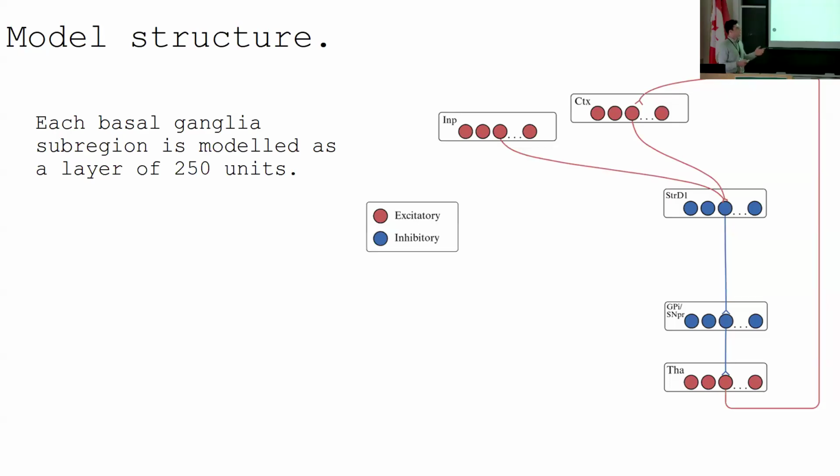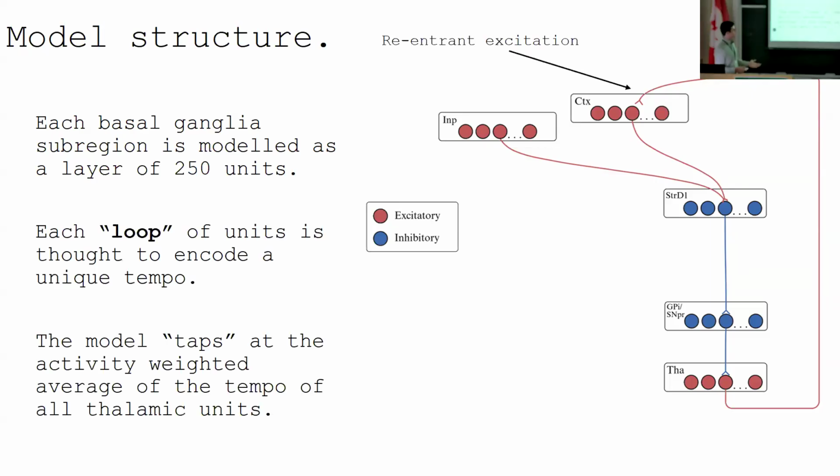And what we're going to suggest, as has been suggested elsewhere, is that each one of these loops encodes a different pattern of action. In this case, we're going to assume that each of these loops encodes a unique tempo. And then the tempo that the network produces in its movement is going to be the activity-weighted average of the tempo encoded by all thalamic units, if that's clear at all.